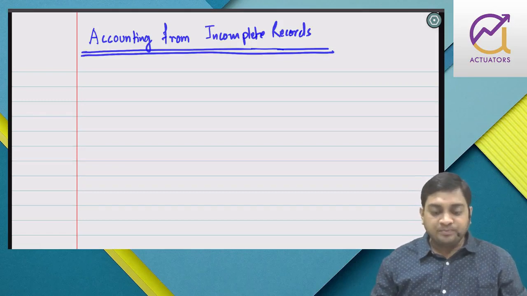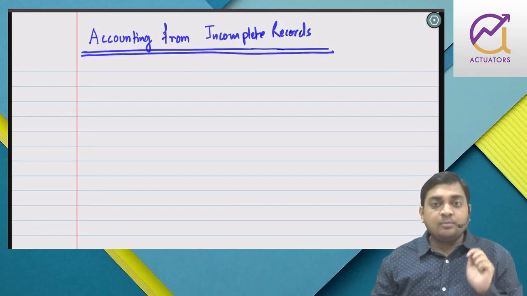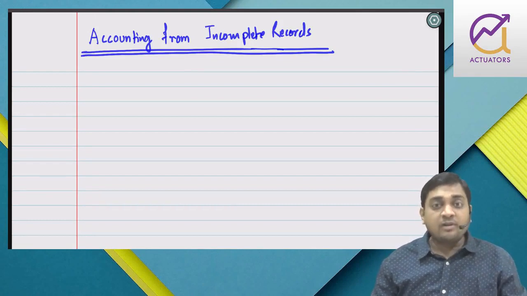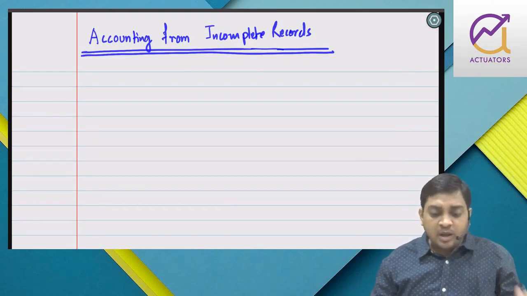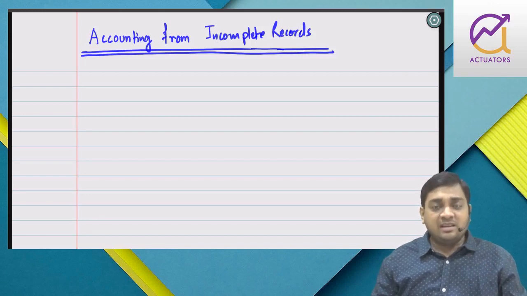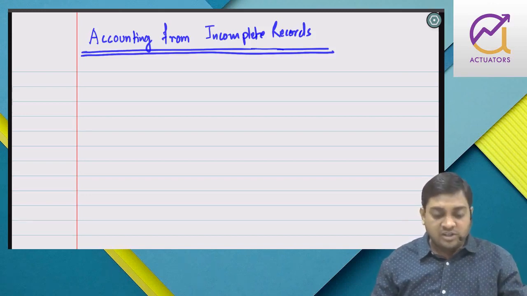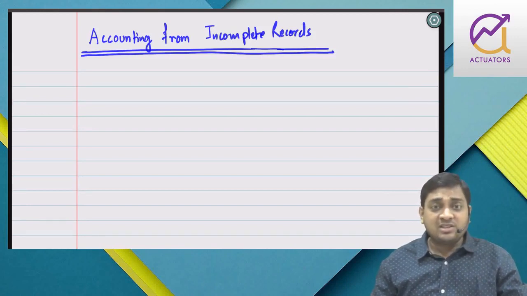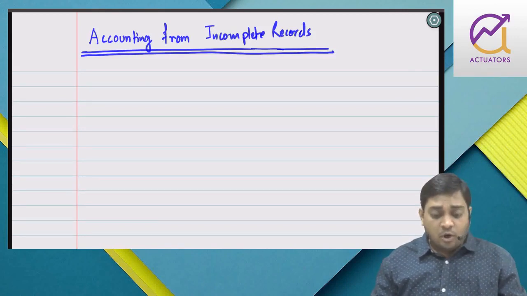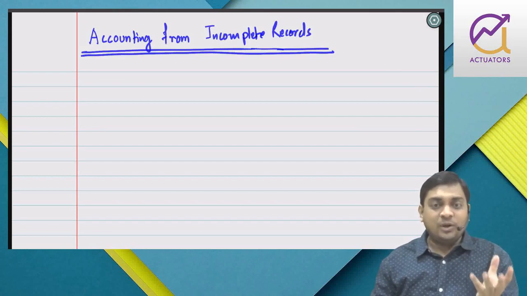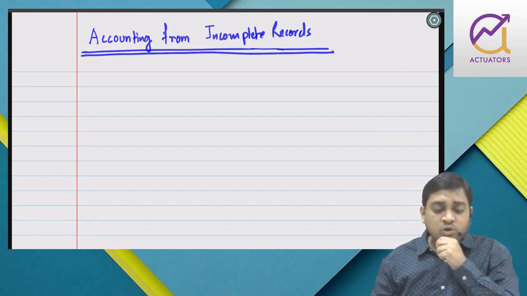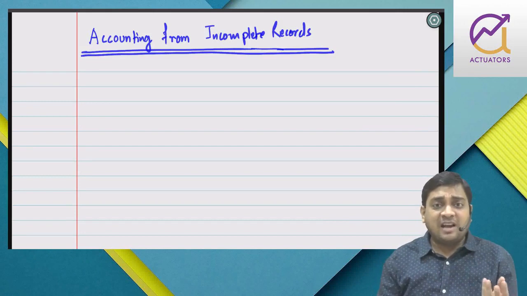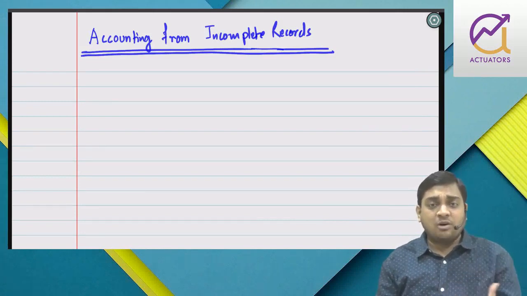Good morning, students. Today we will start a very important topic of your syllabus, that is accounting from incomplete records. Now in our plus 2 level as well as foundation, we have the habit of preparing financial statements, that is final accounts, from a complete trial balance given to you, right? So they give us the trial balance, and with the help of that trial balance we prepare final accounts.